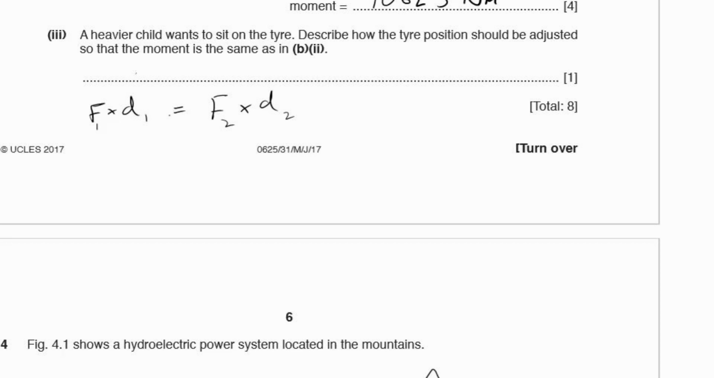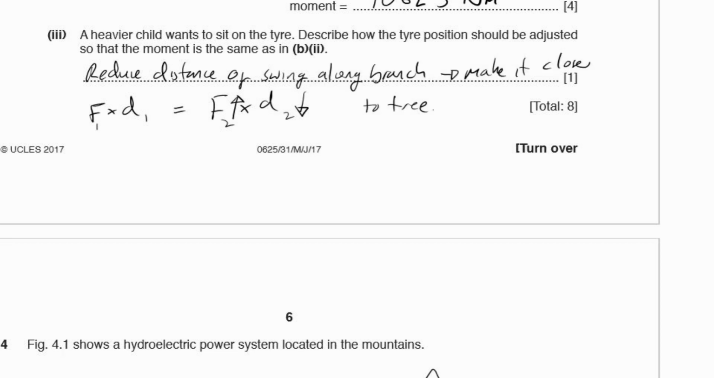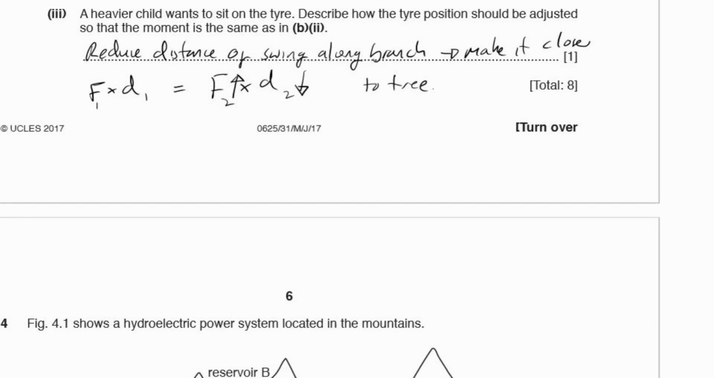So what's it telling us? If I want these to have the same value, and I'm going to use a larger, heavier child, then if I'm increasing that force, the only way it'll be equal is if I decrease the distance. That's the answer. Reduce the distance of the swing along the branch, so the swing is closer to the tree.